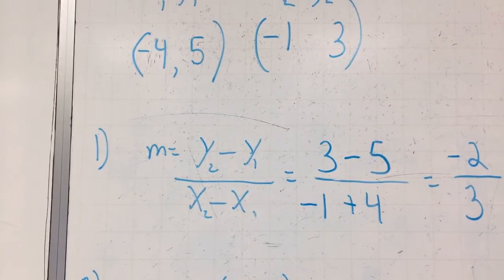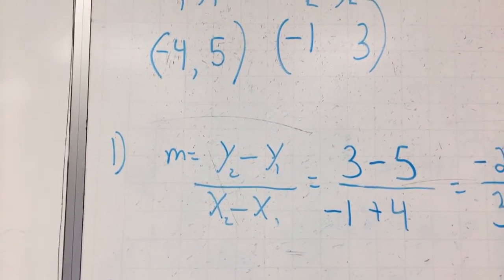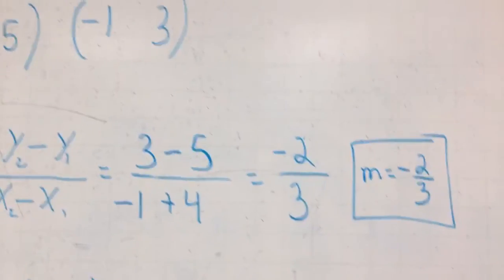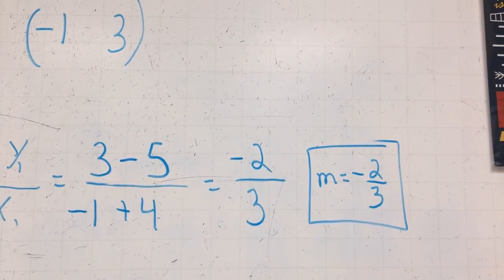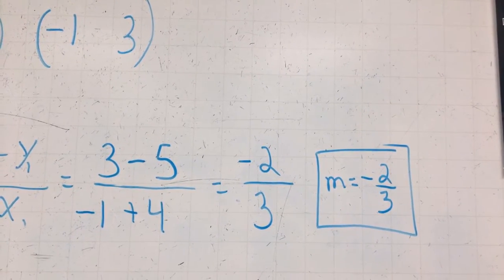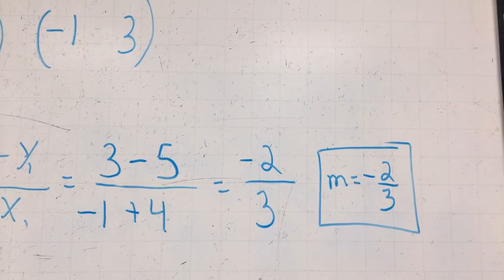Now when I plug those into the slope formula, 3 minus 5 over -1. Now remember, minus a minus, that -4 minus a -4 makes it a +4. There's the slope of my line. The slope of my line is -2/3. Okay, what does that mean? That means from any given point on that line, if you go down 2 and over 3, you're going to be on your line again.